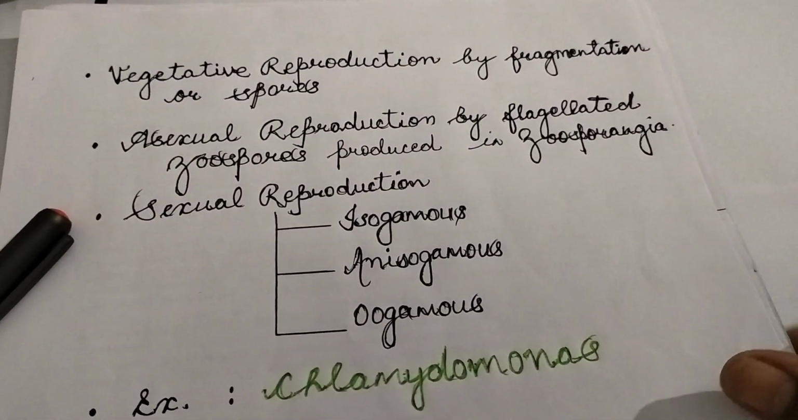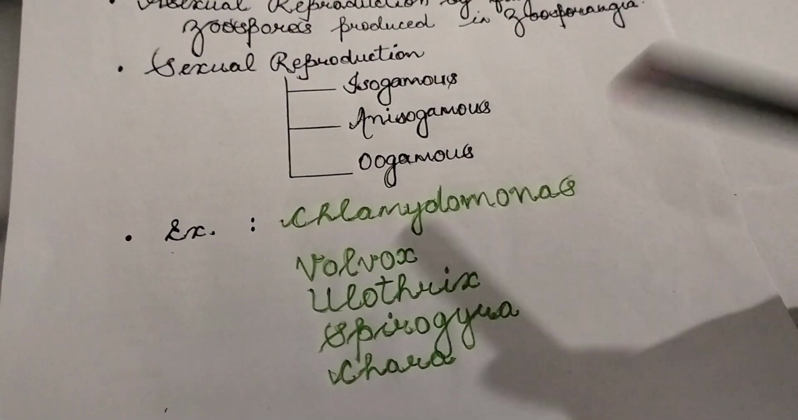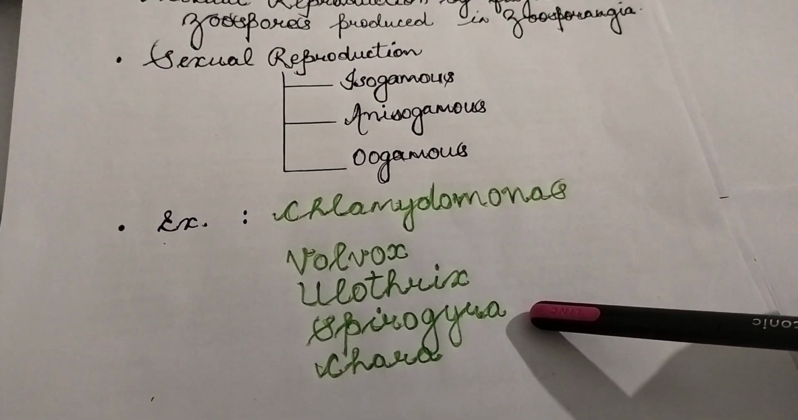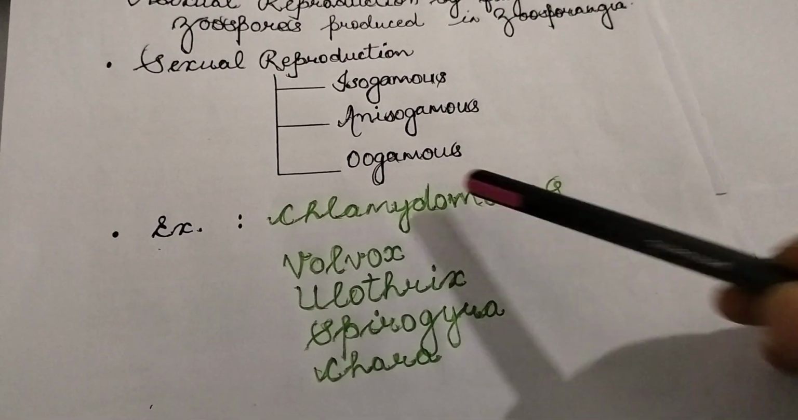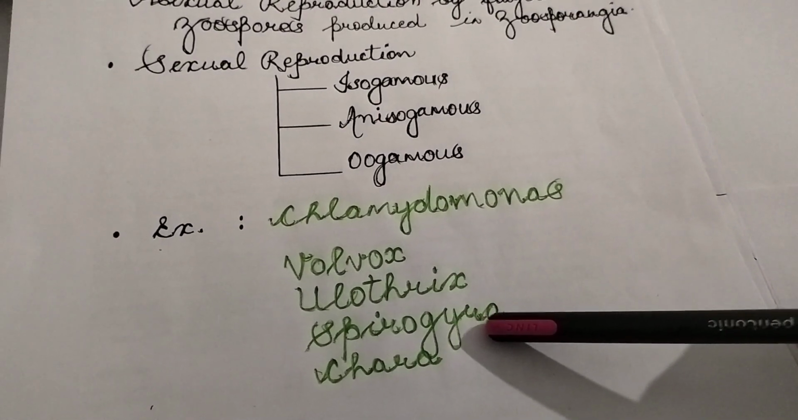Now some examples of Chlorophyceae are Chlamydomonas, Volvox, Ulothrix, Spirogyra and Chara. These are some examples. All these names, examples of different classes, you have to learn.